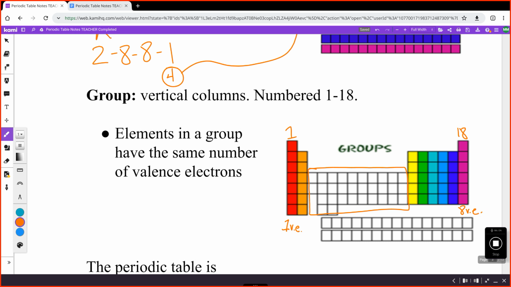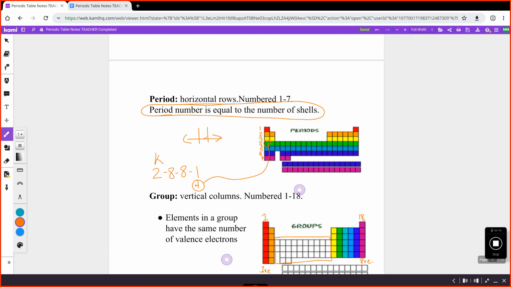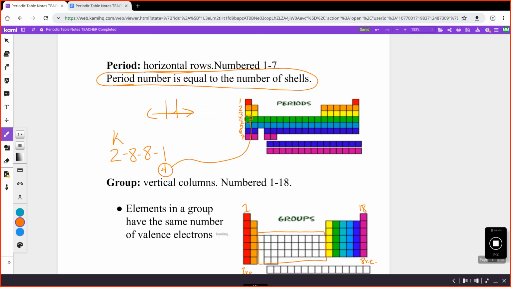So between these two things, periods and groups, we're able to determine how many shells are in an element, and we are also able to determine how many valence electrons are going to be in that element. And it makes it a lot easier to move around the chart.